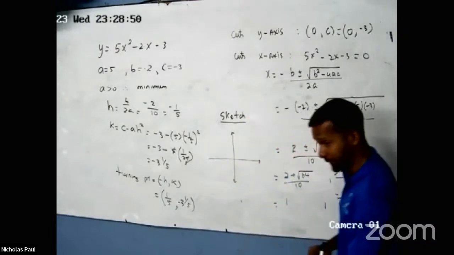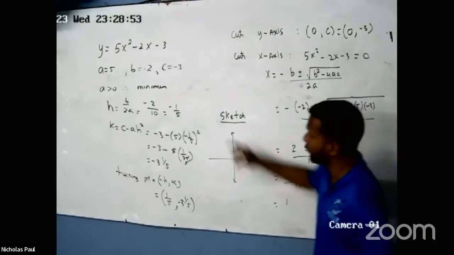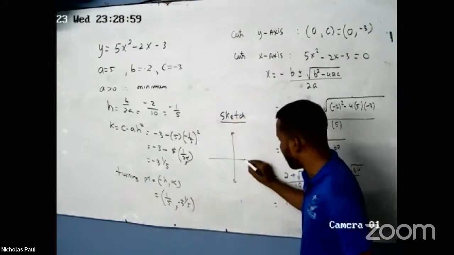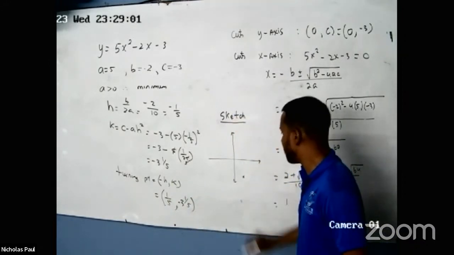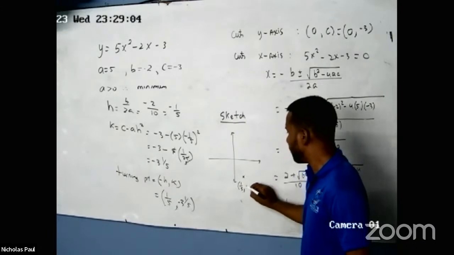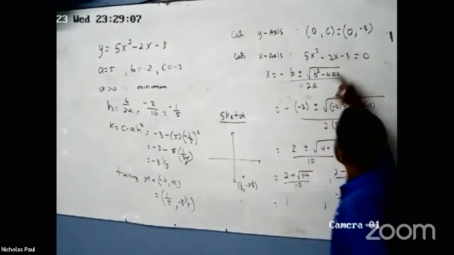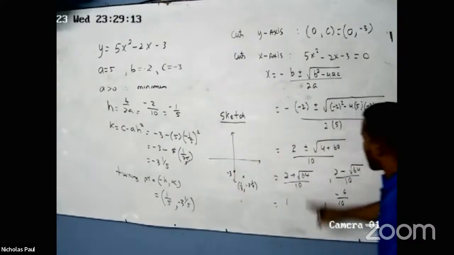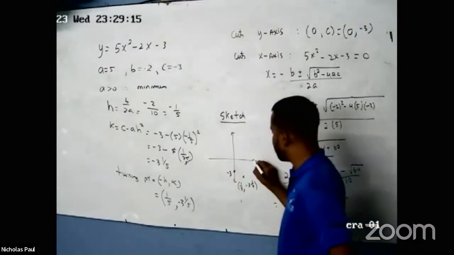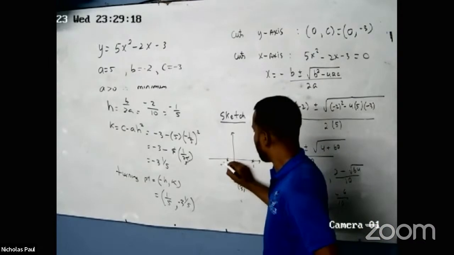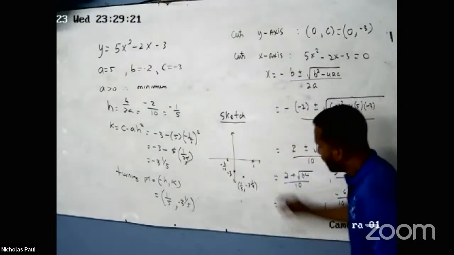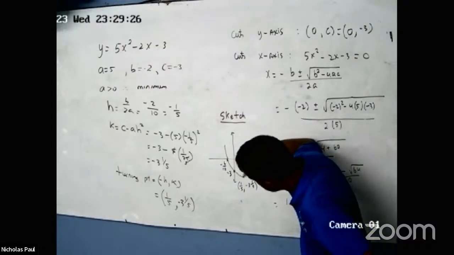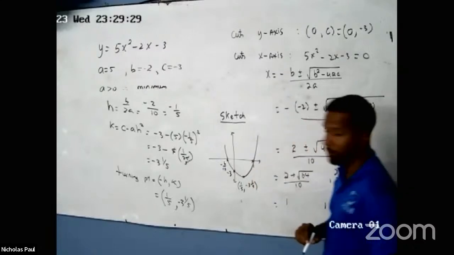So the first thing we're going to draw is the turning point, 1/5, -3 and 1/5. So I'll average that to be about here. Cuts the y-axis at -3, somewhere here. Cuts the x-axis at 1 and -6 on 10. So 1 is here, -6 on 10 is here. So you have 1, 2, 3, 4, and it's a minimum, so it's shaped like that.